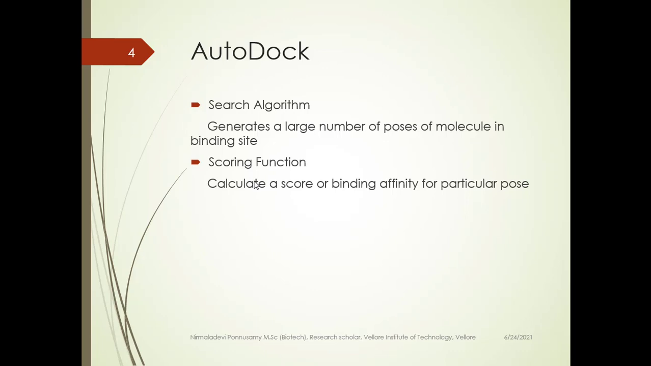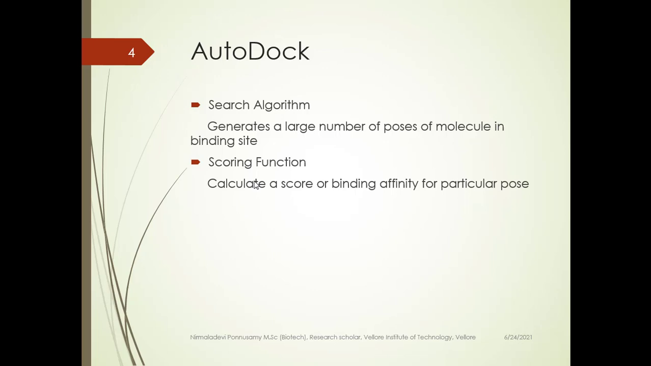AutoDock contains two components: one is the search algorithm, another is the scoring function. The search algorithm refers to the algorithms used in AutoDock. It generates a large number of poses of a small molecule in the binding site of the protein, and that is where the algorithm is used. The second one is the scoring function, which helps to calculate the scores or binding affinity for the particular poses.